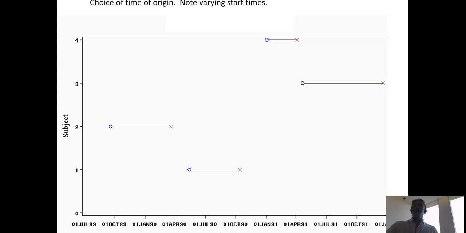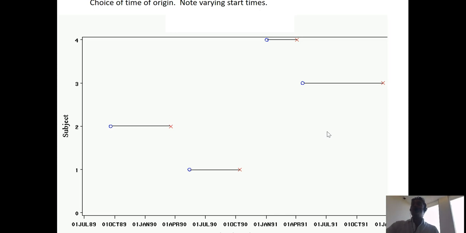Instead, what I do is I do this. So here we have 1, 2, 3, 4 people who are being monitored in a study. This person here, subject number 2, started in October of '89. This person, subject number 4, started in January of '91, and they died in April of '91, and so forth, right? They're starting and ending at different times.